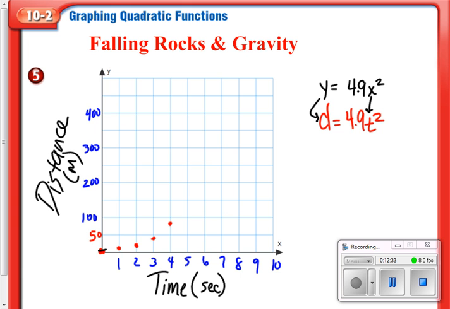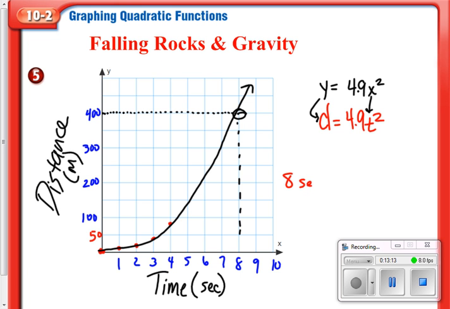If you continue that curve at this rate, it's going to eventually just keep coming off the paper. Remember, we need to figure out when it is going to finally reach 400 for that drop. Well, I carry over according to my graph. It's about right in there that it would cross 400. So I'm going to say it's about 8 seconds for the rock to drop 400 meters. So it's an approximation using the graph. This will conclude 10.2, graphing quadratic functions. So we need to put in 8 seconds.